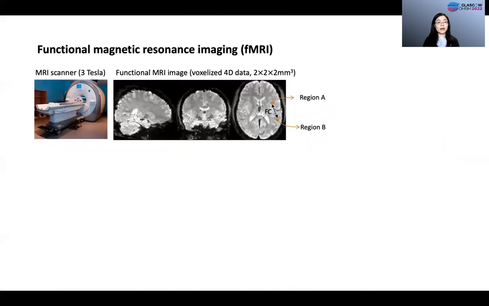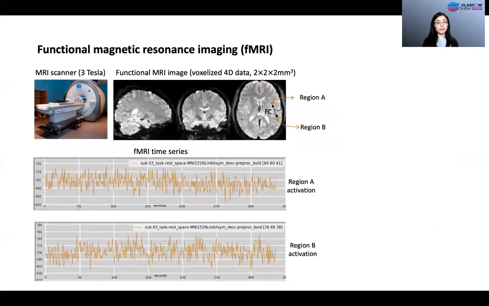Just in case there are students who are new to the field of functional MRI, I will quickly go through the basic concepts of fMRI and functional connectivity in this slide. fMRI images are acquired in an MRI scanner and have four dimensions, which means fMRI measures brain activation over time. With fMRI images, we can measure local activation of a particular region, like region A or region B, or from a larger scale, we can measure the functional coupling in the activation between the two regions.